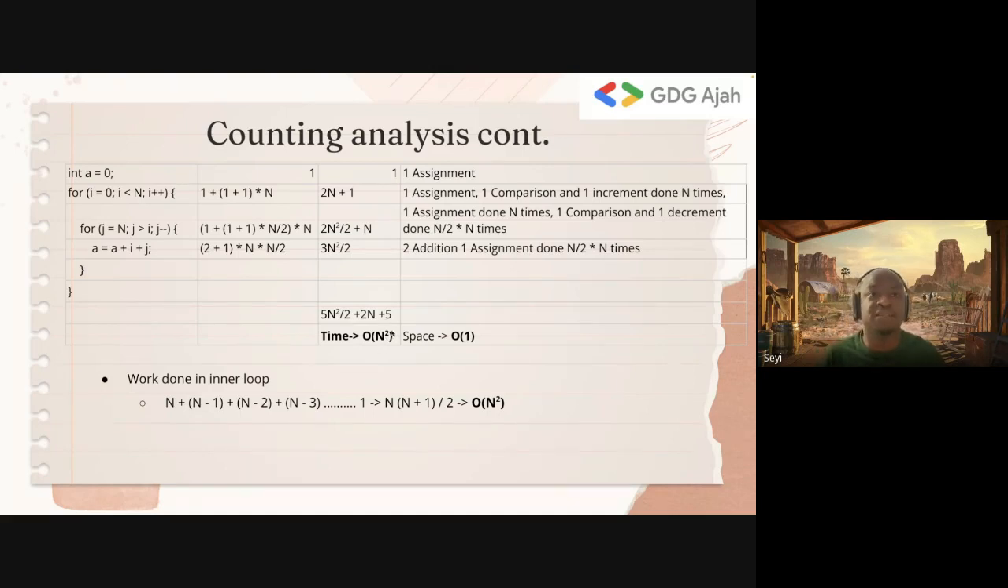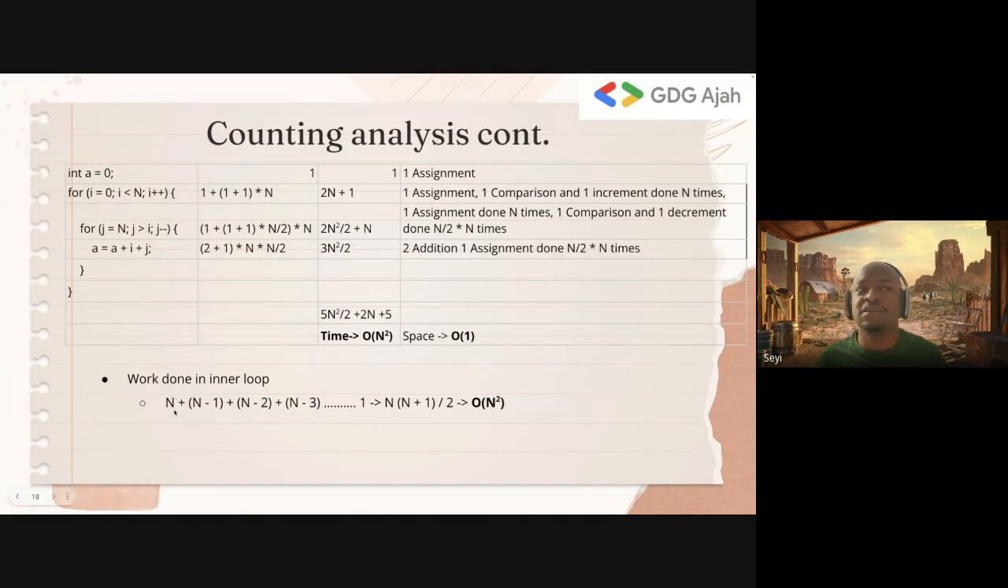Again, for our space complexity, it is the same thing we had before because everything here is constant. We don't have anything incrementing with the input. Now, there's a key pattern I want to emphasize here. This work done in the inner loop is a pattern that is very important.